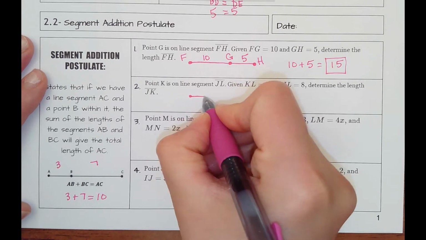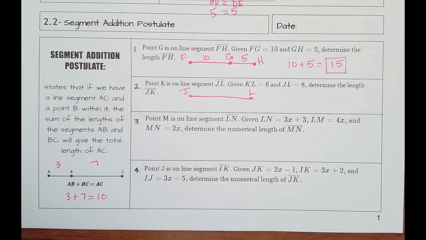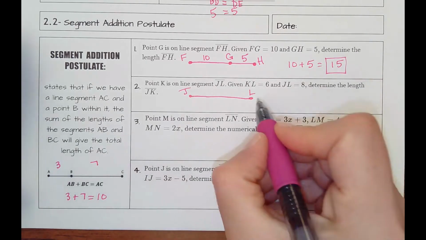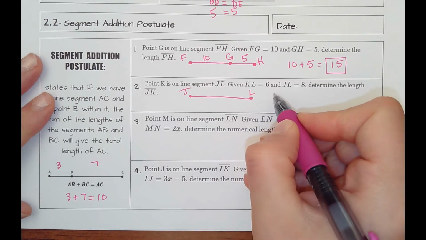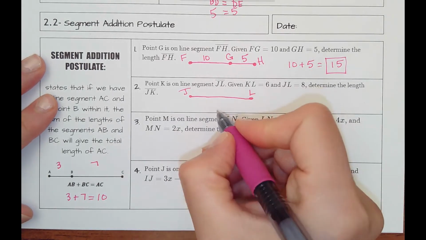Number 2. Point K is on line segment JL. Go ahead and draw segment J to L. K is somewhere in there. KL is 6 and JL is 8. Determine the length of JK. Be very careful on this one.